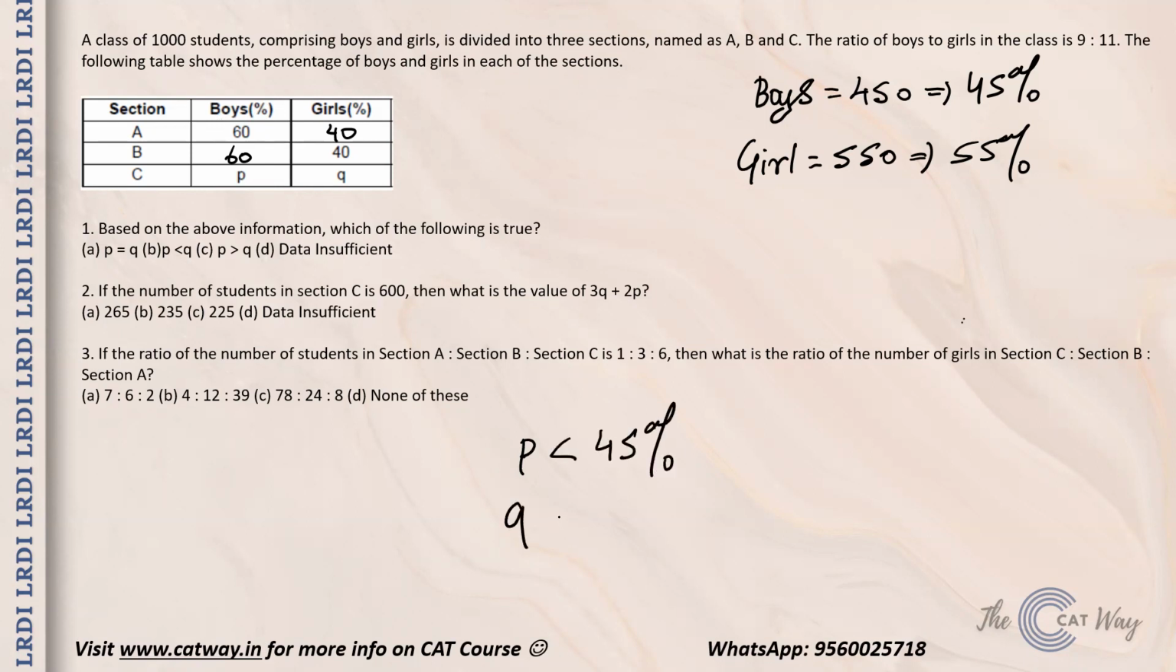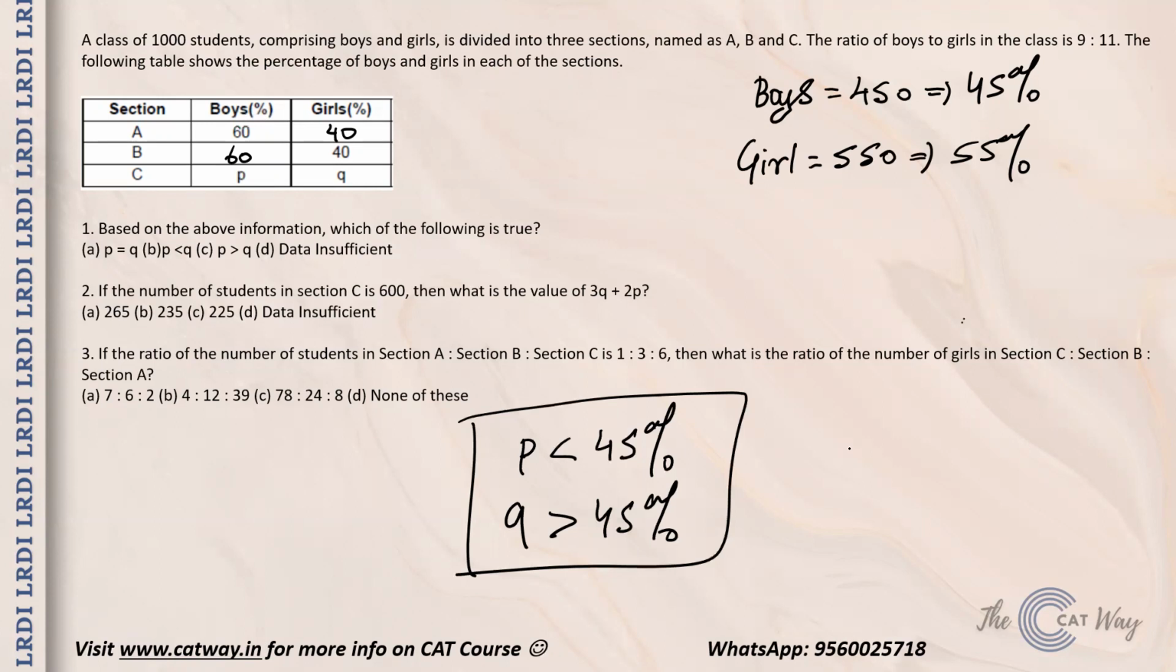In that case, the value of Q automatically gets greater than 45%, right? So in that case, what is happening is that P is less than Q. So P will be less than Q. That is option number B, the right answer.